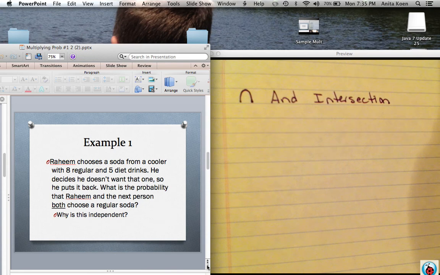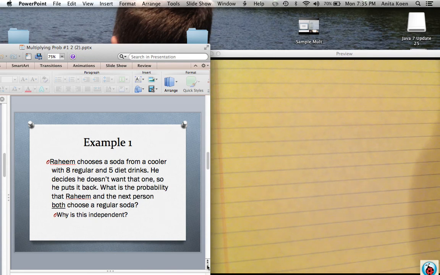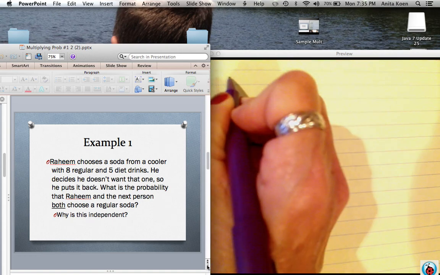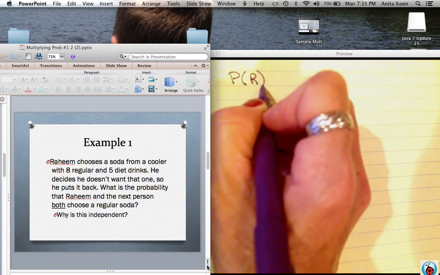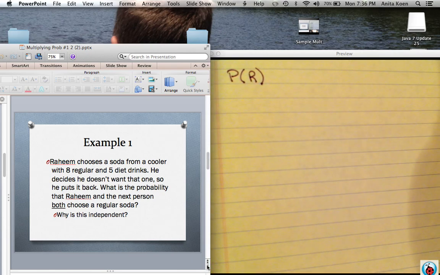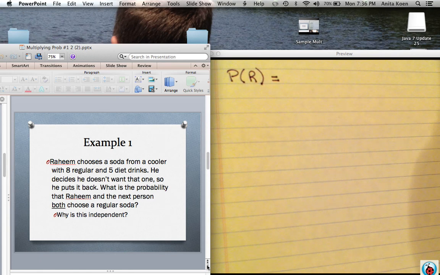Example 1. Rahim chooses a soda from the cooler. The cooler has 8 regular and 5 diet drinks. He decides he doesn't want that one, so he puts it back. What is the probability that Rahim and the next person both choose a regular soda? Well, first of all, let's look at our simple events. The first simple event is that Rahim chooses a soda. He chooses a regular soda. So this is the probability that Rahim will choose a regular soda.